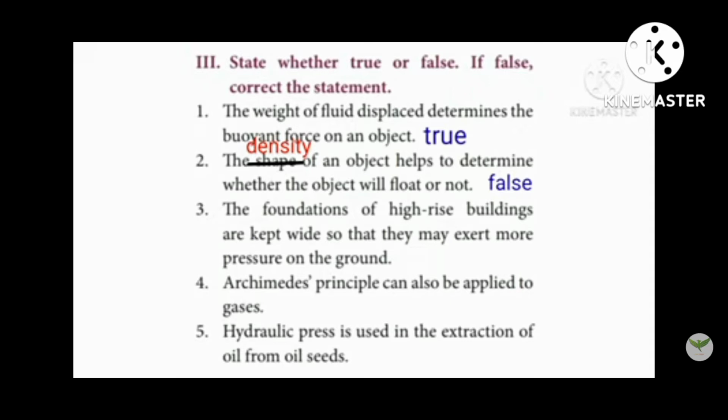Third one, the foundations of high-rise buildings are kept wide so that they may exert more pressure on the ground. Answer, false. The correct statement is the foundations of high-rise buildings are kept wide so that they may exert less pressure on the ground. Fourth question, Archimedes' principle can also be applied to gases. Answer, true. Fifth question, hydraulic press is used in the extraction of oil from oil seeds. Answer, true.